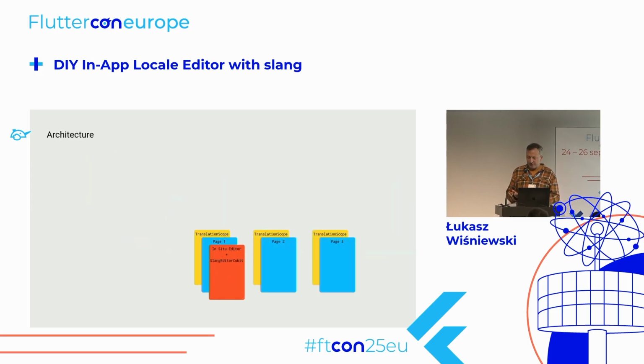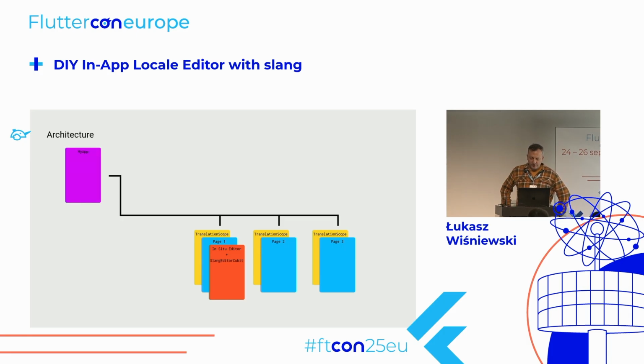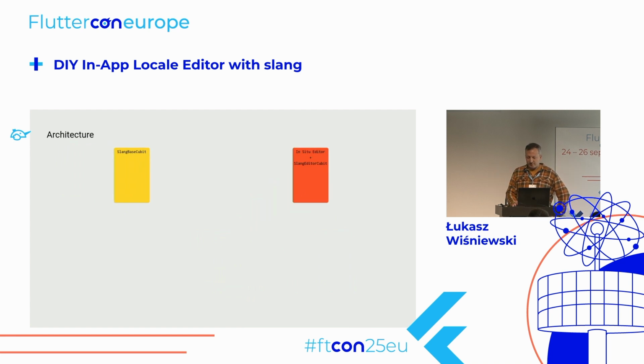Looking at the bigger picture, you probably have more than one page, so make sure every page is wrapped with the translation scope widget. And usually there is MyApp something, which is Material or Cupertino. So I've put an additional cubit on top of everything, and that base cubit provides a state of all translations for the entire app.